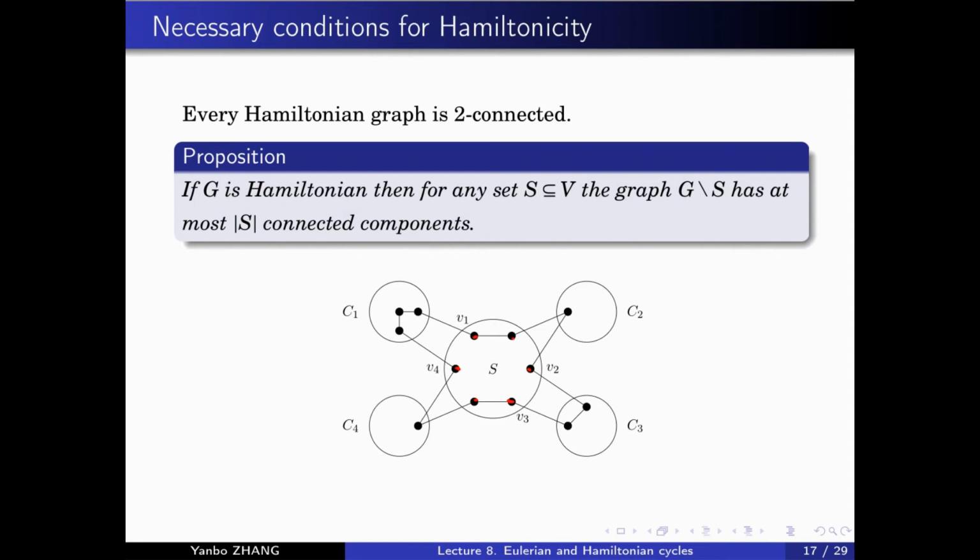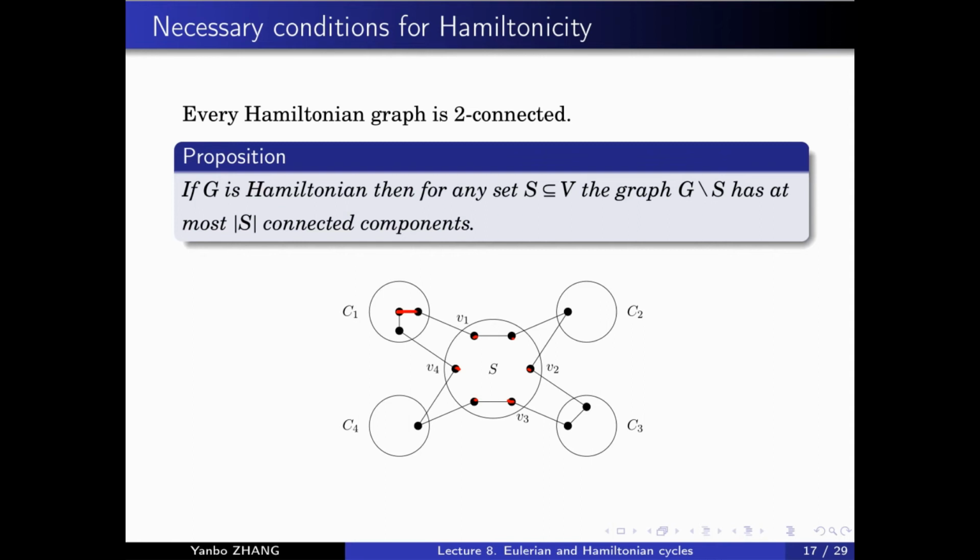And G minus S has 4 components. 6 is greater than 4. Why does this happen? This is because the graph G is Hamiltonian. It has a Hamilton cycle, which visits every vertex. For instance, we move along this cycle from a vertex of C1.